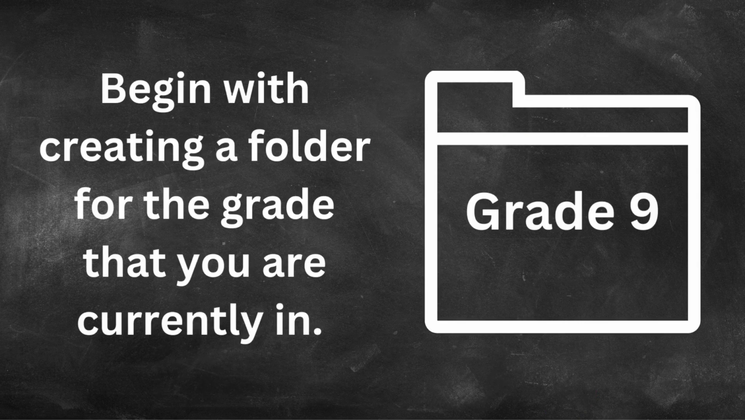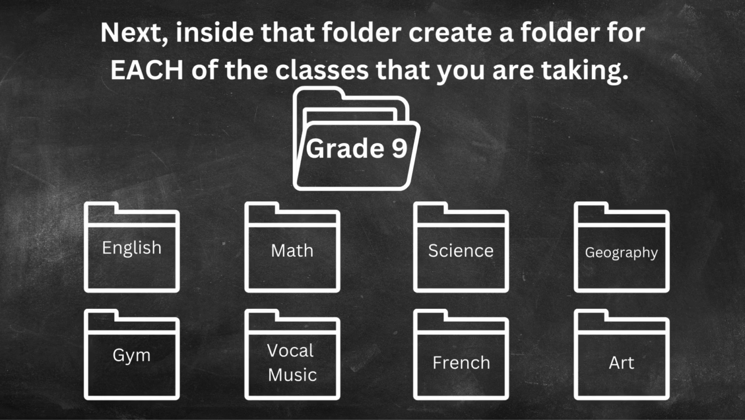So what kind of folders should you make in the first place? We're going to start by how to set up your entire year. Begin with creating a folder for the grade that you're currently in. Again, we'll be using grade 9 as an example today. Now inside of that folder, what you want to do is create a folder for each of the classes that you're taking. So in our example here, we have English, Math, Science, Geography, Gym, Vocal Music, French, and Art.